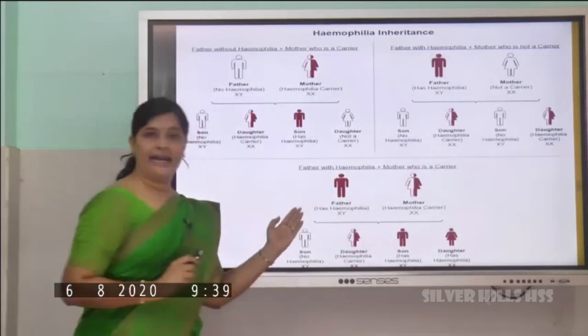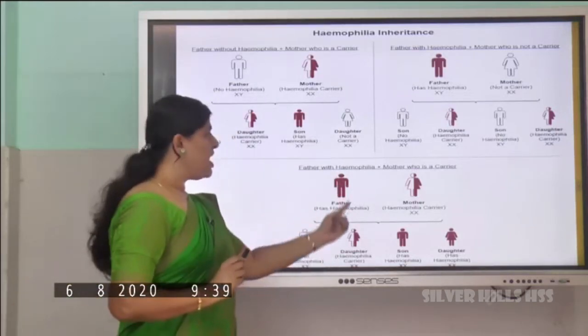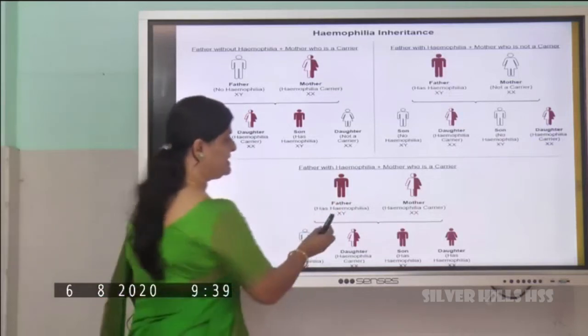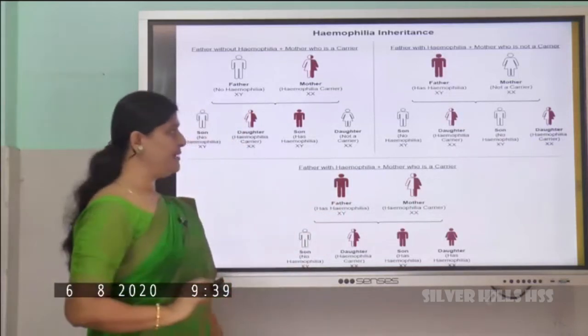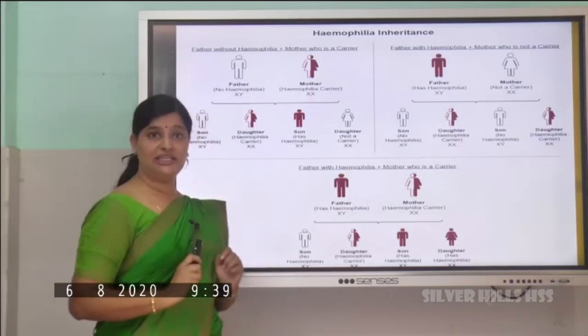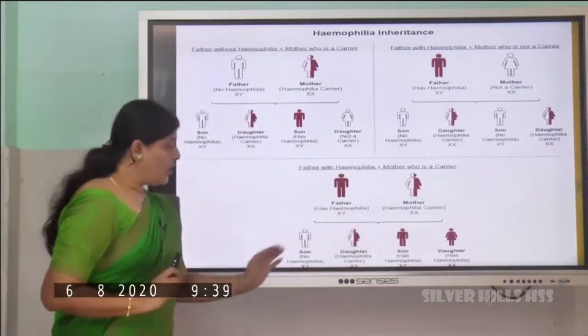The third condition, let's take. What is the third condition? Here, father is a hemophilic person. So you can see that, see, defective gene is present here. And mother is a carrier. In both the cases, these genes are there. And suppose they had 4 children. What are the combinations?